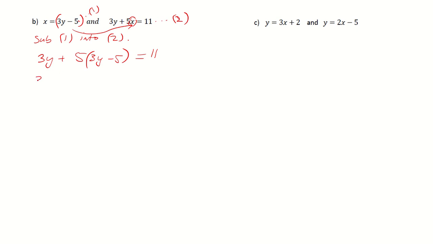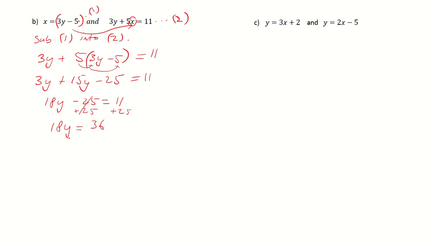So then I can expand out again, and I'm going to have 3y plus 5 times 3y is 15y. 5 times minus 5 is negative 25, and that's equal to 11. So again, I can simplify. I can collect like terms. 3y and 15y becomes 18y. Take 25 equals 11. And now we need to do the opposite process. So take 25, we're going to add 25 to both sides. They cancel out, and we're left with 18y equals 36. 11 plus 25. And then 18 times y, so we need to do the opposite to get y by itself. We're going to divide both sides by 18. And then we'll be left with 36 divided by 18 is 2.